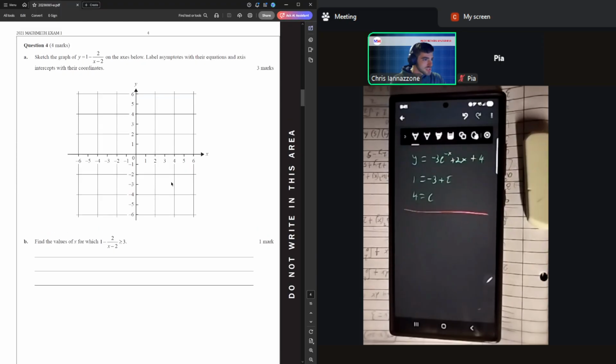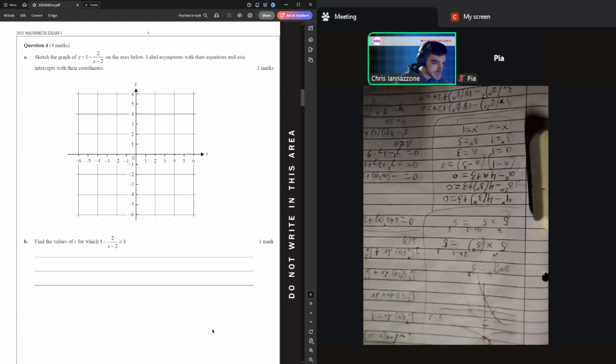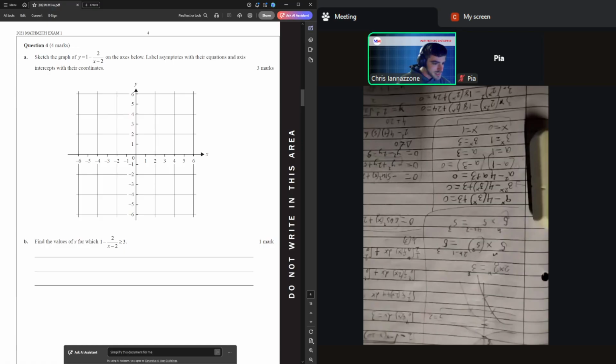Next up, completely different. Question 4, sketching a graph. Again, that one's going to be kind of tough to describe, so maybe have a stab at drawing it out yourself, and then we'll compare answers. So I'll take away the phone, I'll draw my own version of it, and we'll see if we get the same thing.